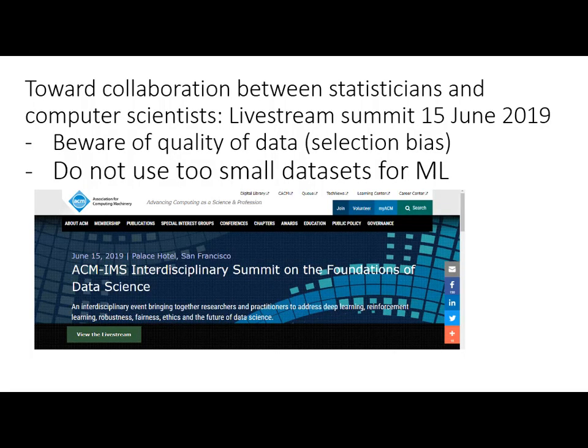Two main things that I learned from that: we need to be really aware of the quality of data, quality of images, and selection bias, for example, because if the quality of data is low, neither statistical nor machine learning methods will help. They will give results that may also be biased. Also, very important, this symposium said that they see an increasing number of machine learning papers using too small data sets. And that also indicates that, yes, they need more data than statistical algorithms.